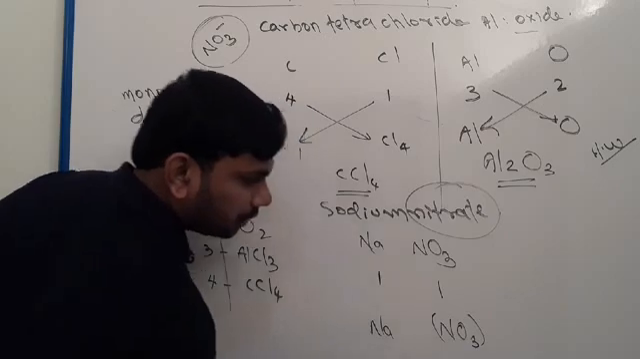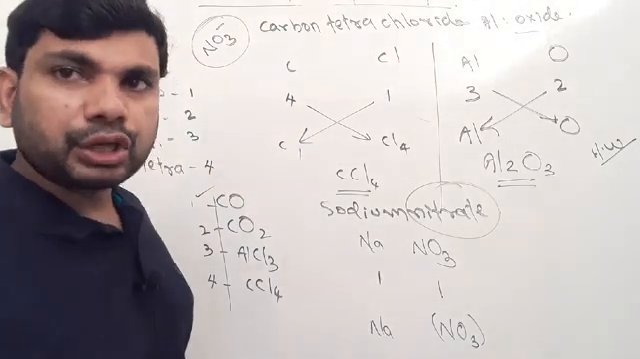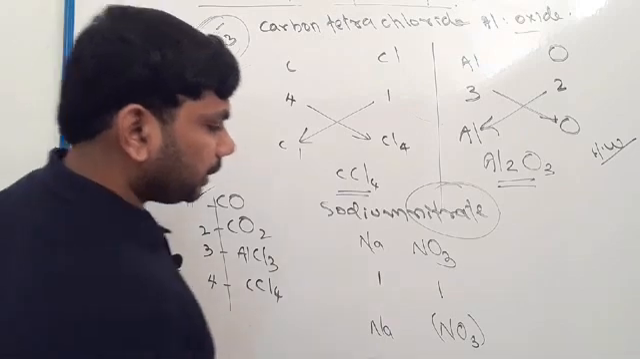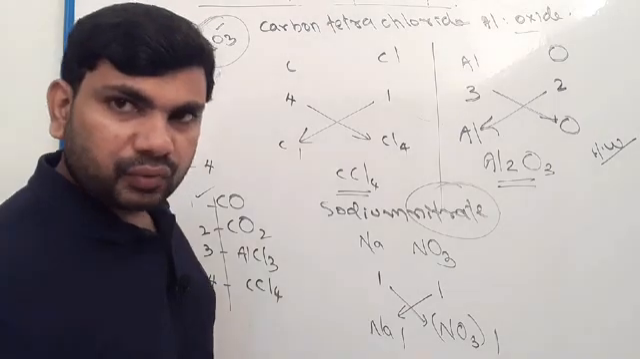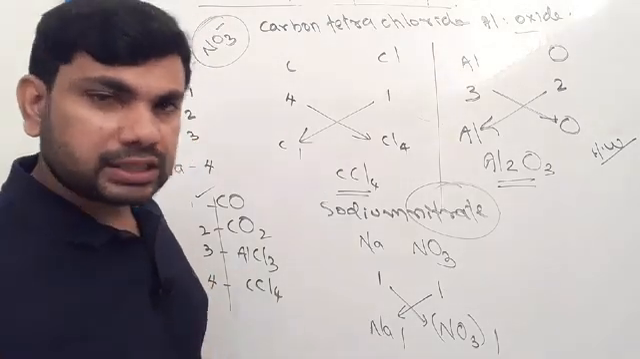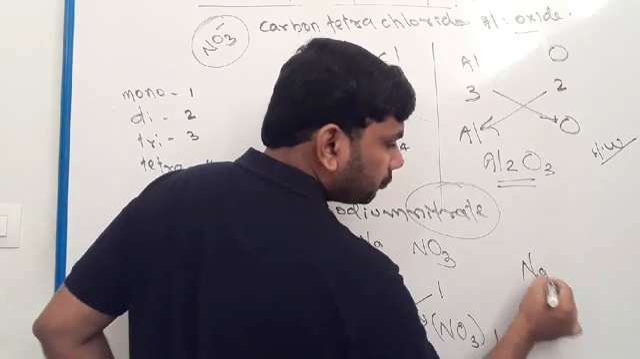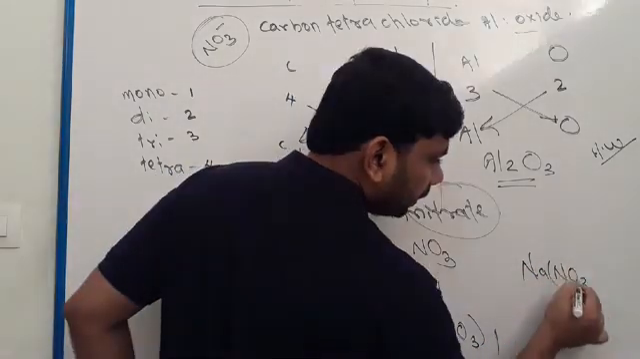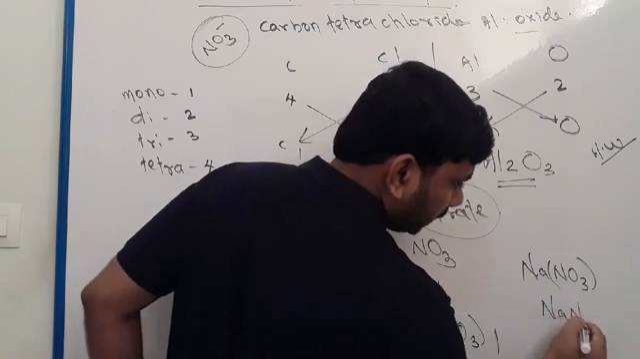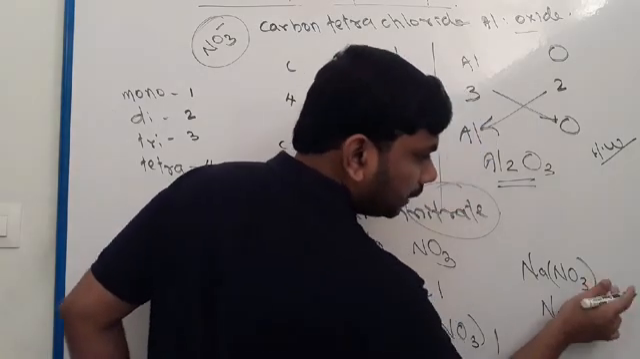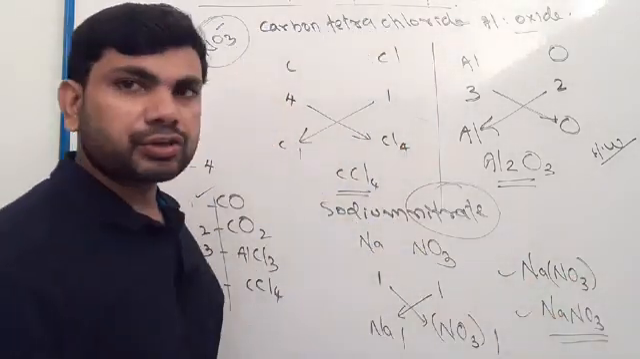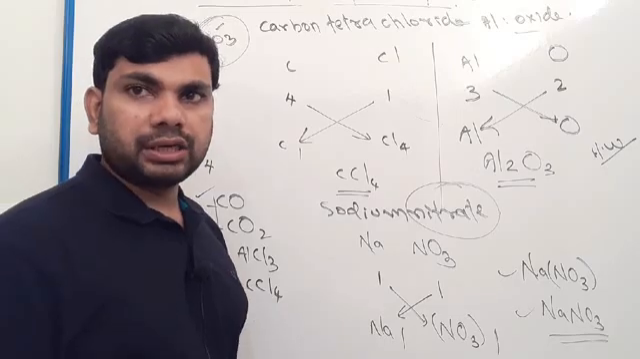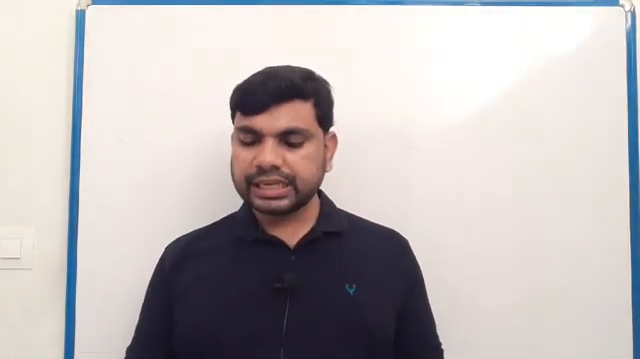We know according to the rule for polyatomic molecules we have to put a bracket. Then cross multiplication, 1 and 1. We know if it is 1, no need to write it. So the formula of sodium nitrate is NaNO3, you can write it like this or NaNO3 with the bracket. Here there is no number outside the bracket, so you can write both ways. This is sodium nitrate. Okay, next one, calcium hydroxide.